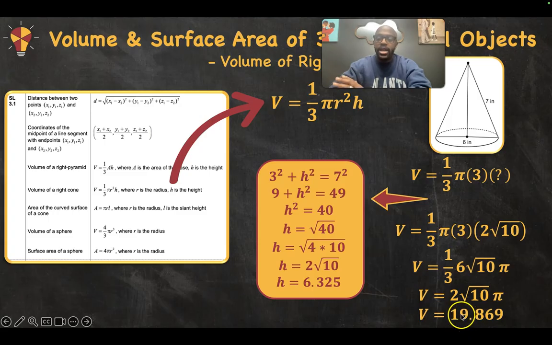If this is a non-calculator portion, they're going to be looking for the square root of 40 pi or the 2 square roots of 10 pi. So you need to be comfortable going either direction. All right. But if they give you a calculator, you can go ahead and write 19.869. Make sure you show all your steps on your notes though.